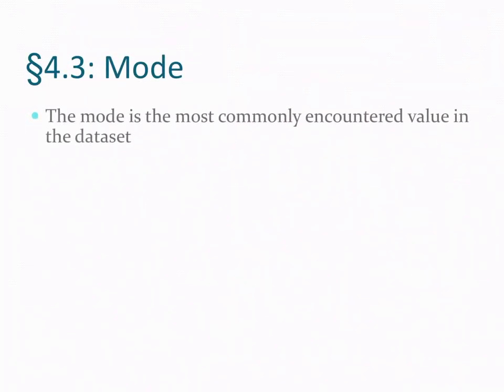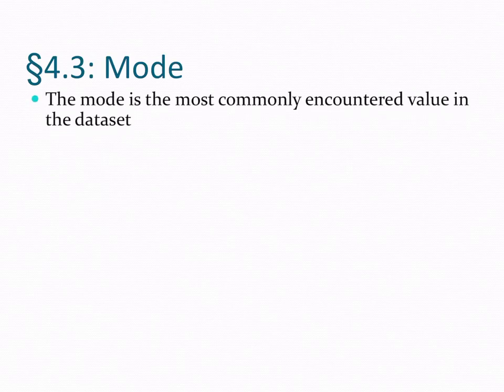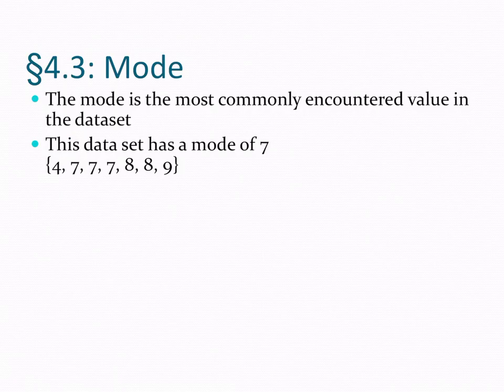Mode. So we talked about mode a little bit. The mode is the most commonly encountered value in the data set. So this data set has a mode of 7. As you can see, all the values are shown here. Mode is the most commonly encountered value. As you can see, 7 is the most common number shown. It came up 3 times. The frequency is 3 for the 7s.